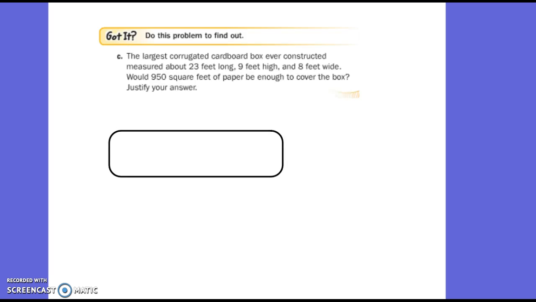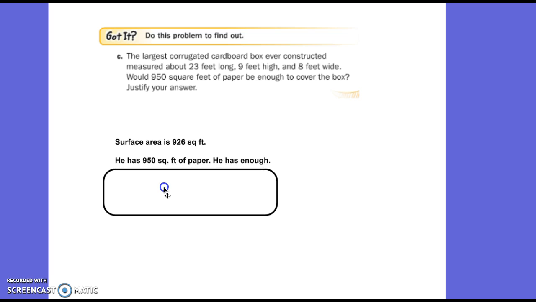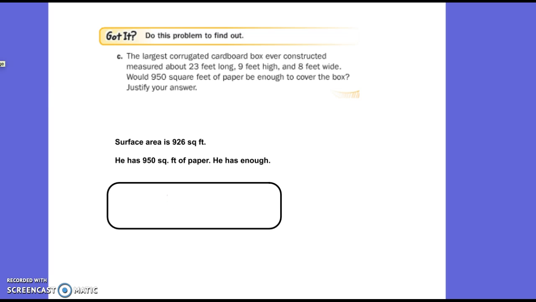You guys need to pause the video and do this one, and then when you come back, we'll give you the answer. When you were working through this, you should have gotten that the surface area is 926 feet squared, and then you should have found that 950 square feet of paper is larger than 926 square feet, so he does have enough. If you're having questions at any time, make sure that you're writing them down so we can clarify them before you take your test on Thursday.